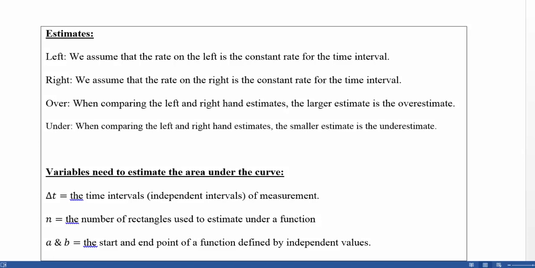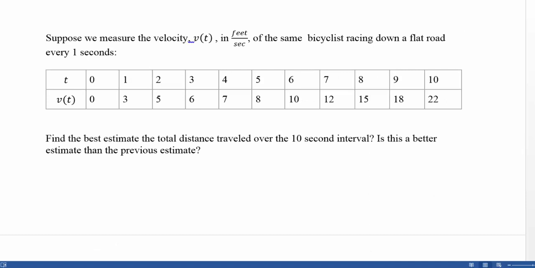So if we want to make our estimate better, right, so that we don't have as much over or under, how do we do that? So let's look at another example. Suppose that during this bicyclist racing down the flat road, we had the ability to measure the velocity every 1 second instead of every 2 seconds. How does that change our estimate? Is it better or worse?